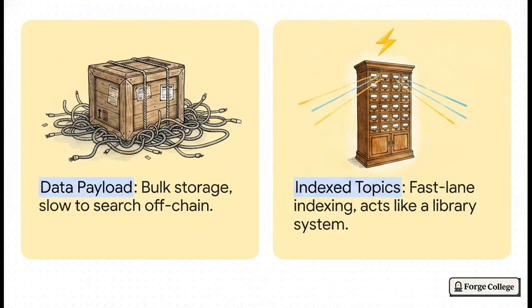When you emit an event, the information can be stored in one of two ways. Over on the left side, we have the standard data payload. Think of this as bulk storage. It's cheap, sure, but it's completely unsearchable off-chain unless you unpack absolutely everything. On the right side, we have indexed topics. By simply adding the word indexed to an event parameter in your Solidity code, it moves from that slow lane right into a fast lane indexing system. It acts exactly like the Dewey Decimal System in a library, neatly categorized and lightning fast to search.